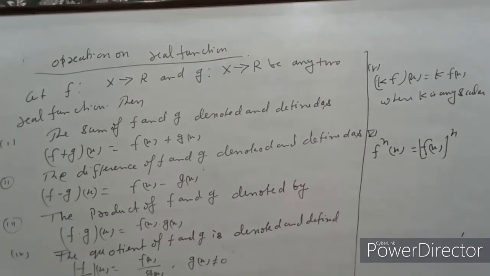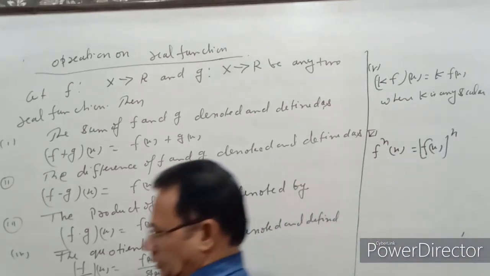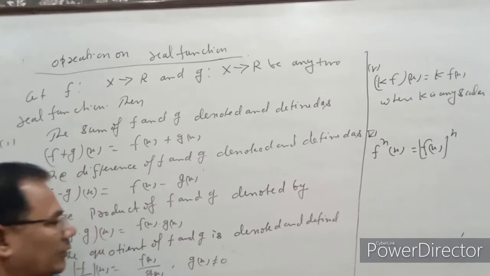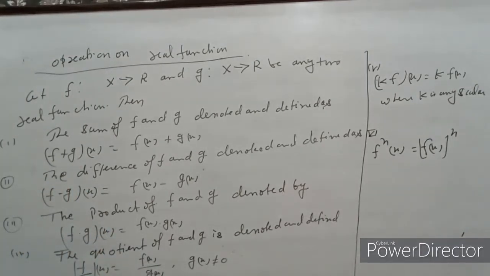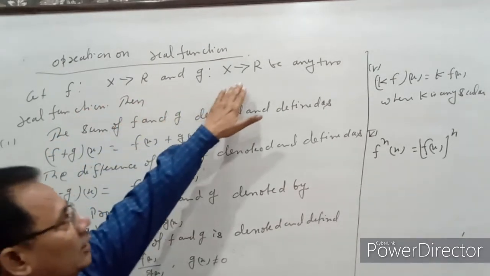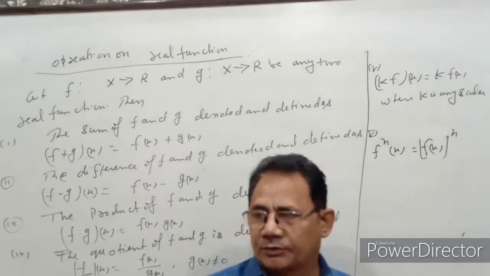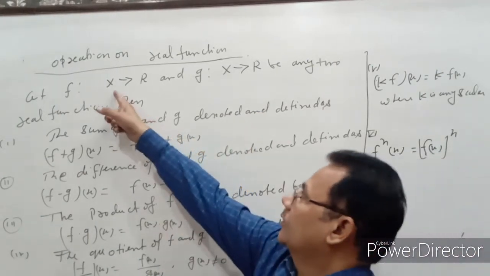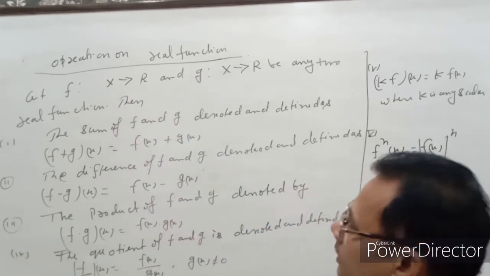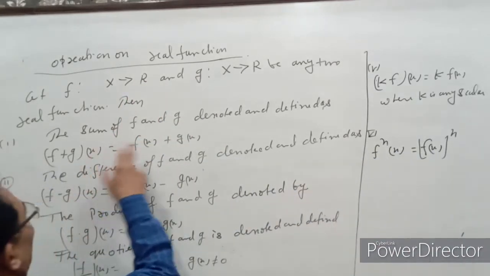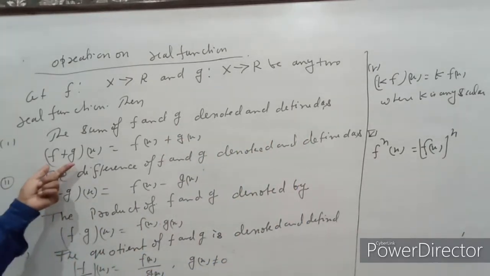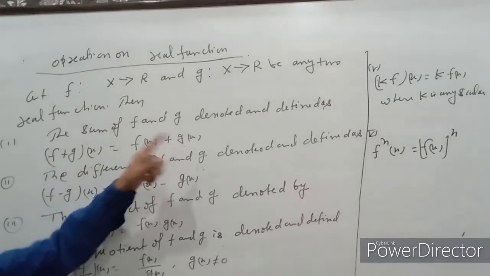Operations on the real function. Operations on the real function means addition, subtraction, multiplication and division of two or more functions. Let us consider f and g are two functions defined from a set X to the set of real numbers, where the set X is also a subset of R. Then first of all, the sum of the two functions f and g is denoted and defined as (f + g)(x) = f(x) + g(x).